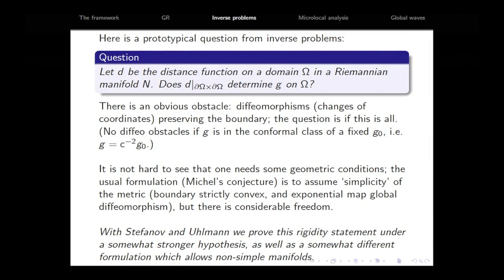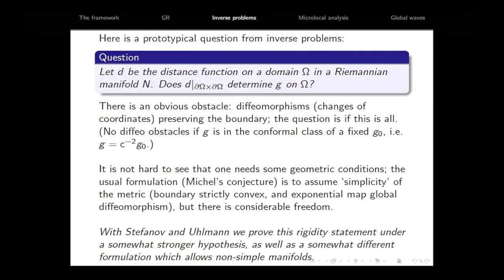You have a sound speed, be it P waves or S waves, and you have a background metric, which is the flat Euclidean metric, and you're trying to recover, in that case, this conformal factor from this data. Okay, so it's pretty clear that you need some sort of geometric conditions. The standard formulation, Michel's conjecture, is to assume simplicity.